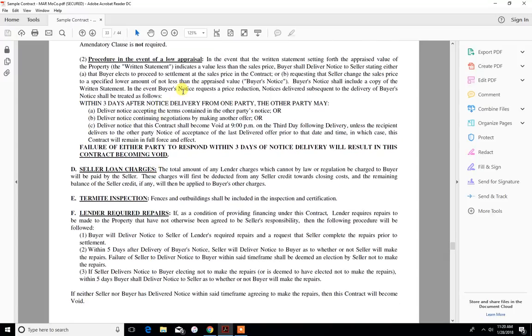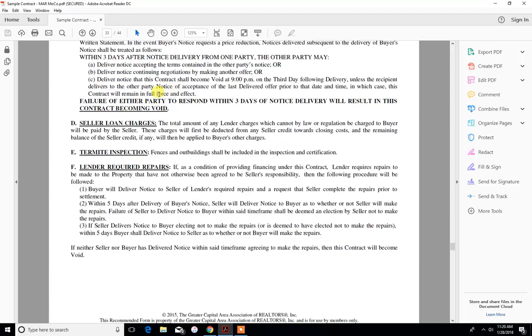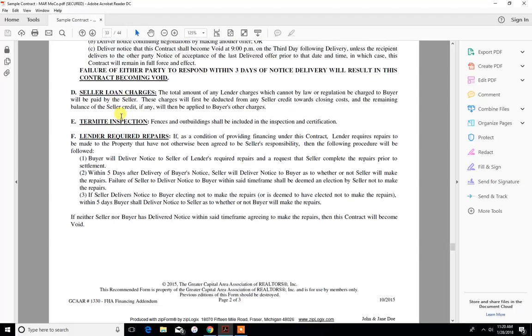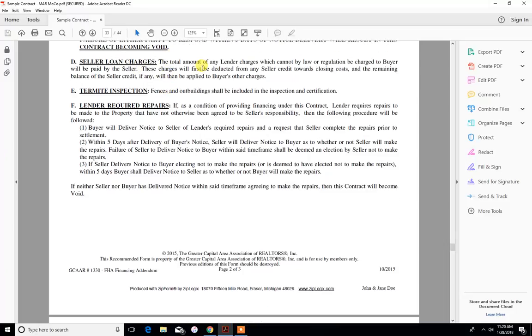What happens in the event of a low appraisal? Total amount of lender charges cannot, by law or regulation, be charged to the buyer. Okay, so this just talks, and I've never seen this happen, about any charges that are not allowed to be charged to the buyer being paid by the seller. I've never seen this. I honestly don't know what that is, but they can read that.